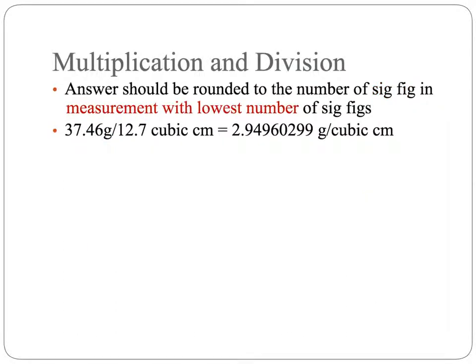In multiplication and division, your answer is rounded to the number of significant figures from whatever measurement has the lowest number to begin with. So here we've got a division problem, 37.46 grams divided by 12.7 cubic centimeters. On your calculator, you can get this wonderful, precise number going out 8 decimal places. That's a little bit too extreme. What do we have? We have 4 significant figures here. We have 3 significant figures here. Our answer then needs to have 3 significant figures.